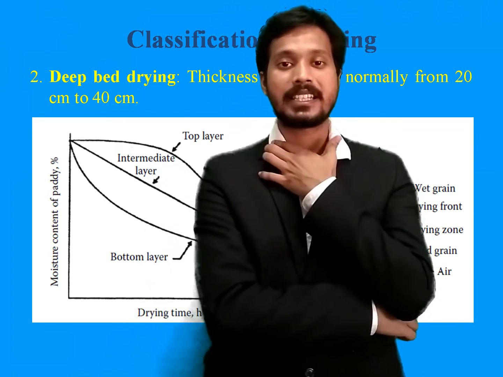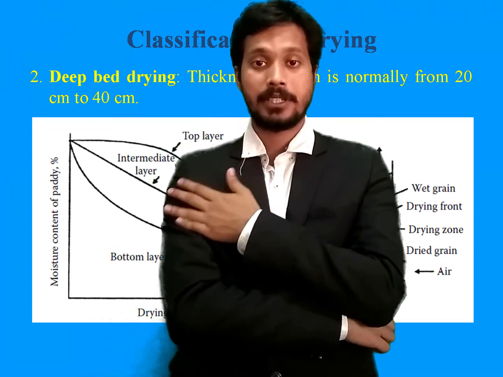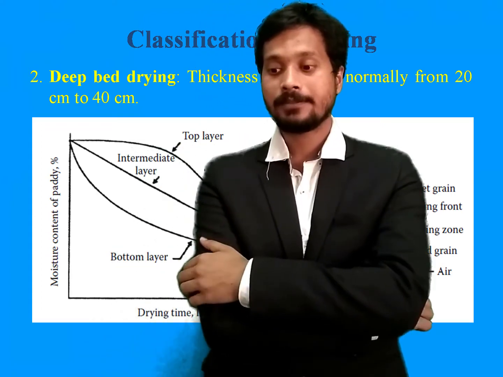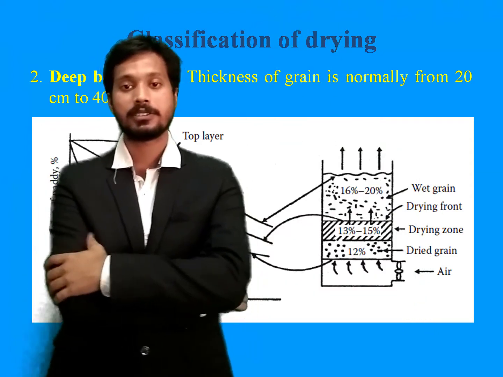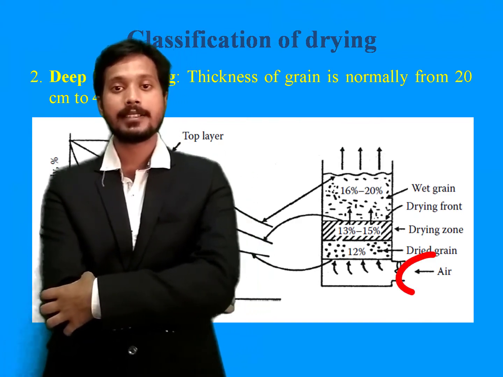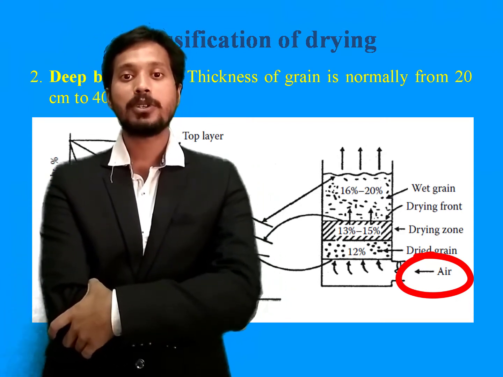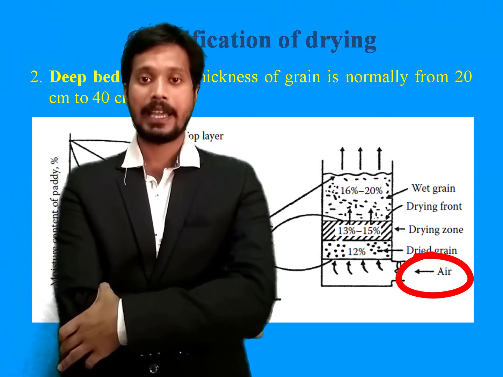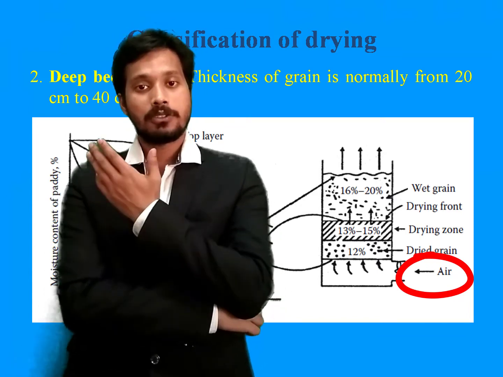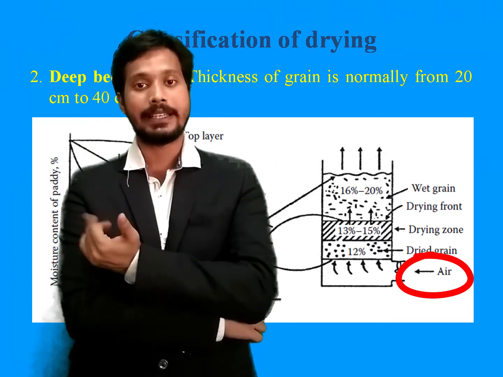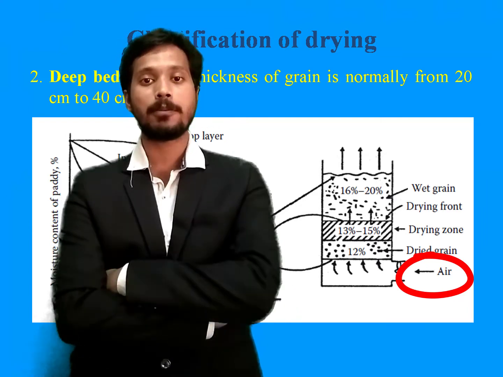In deep bed drying, the thickness of grain is more than 20 centimeter, as I said previously. You see one drying chamber and one diagram given here. From the bottom portion the air comes with the help of a blower, and before it enters the drying chamber, the air must be heated. So we use one heater. Using the heater the air is heated, and that heated air enters the drying chamber with the help of the blower.